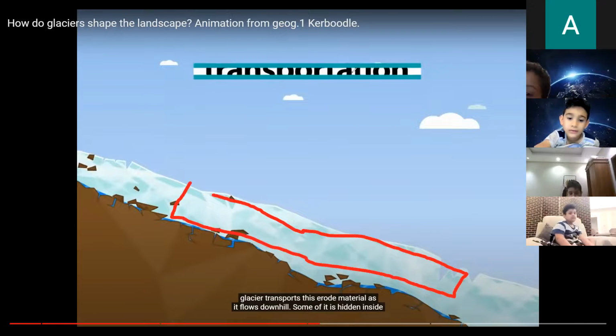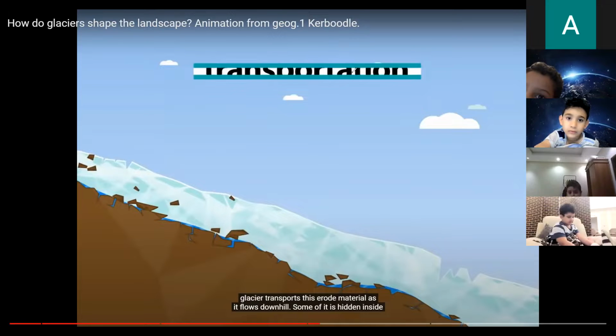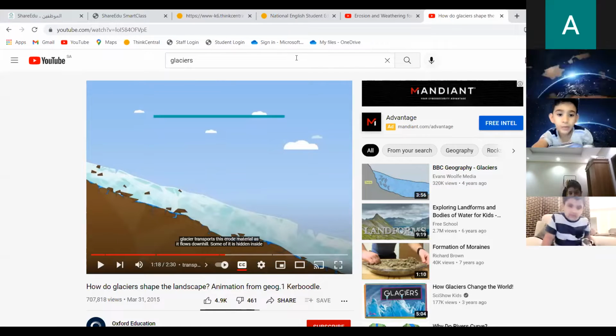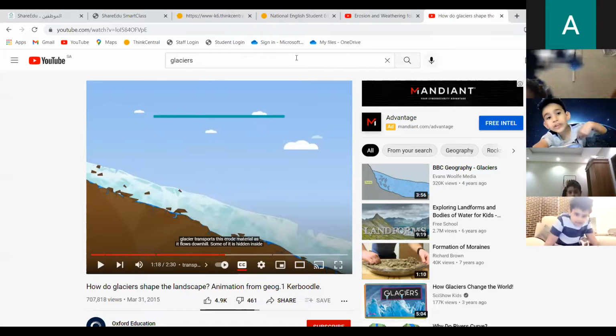Excellent. And it causes weathering and erosion both together. What does it cause? Erosion and weathering, both together. Very good, boys. Both together. When they broke the rock, and then the erosion ended.